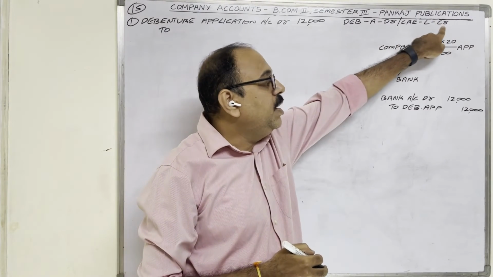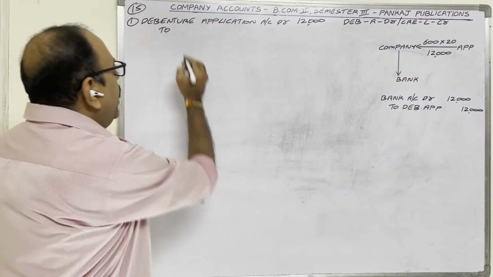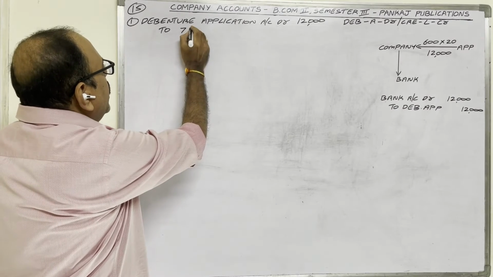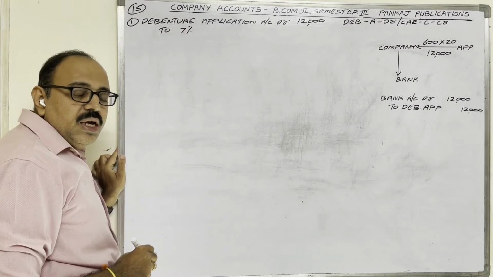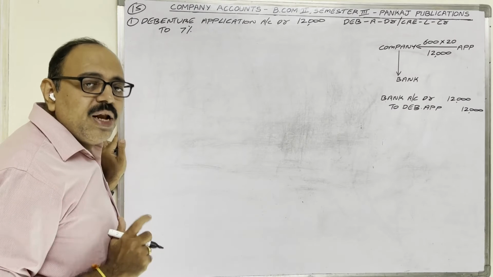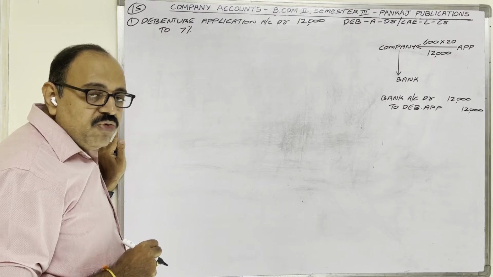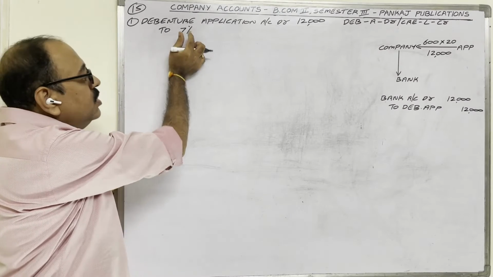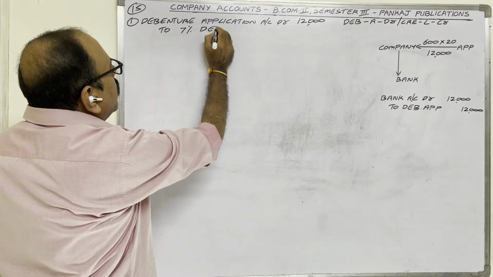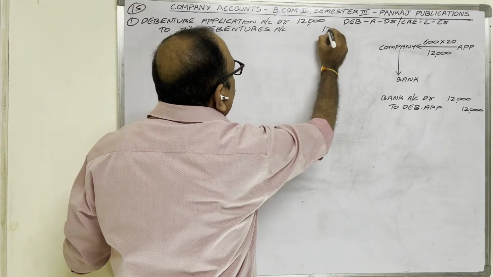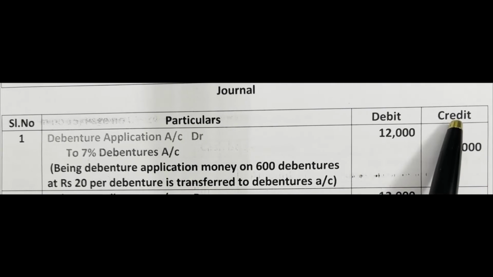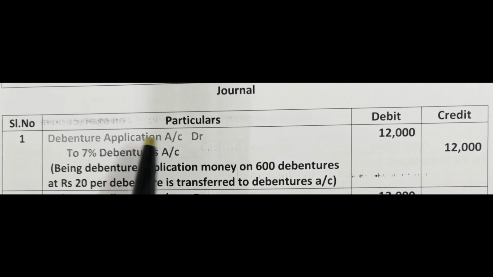Liability shows a credit balance. Therefore, we have to credit debenture account. But remember, you have to prefix the interest rate. In the question, he is giving that to debenture holders the company has to pay 7% interest. Therefore, whenever you write the word debenture, you have to prefix this interest rate: 7% debentures account, amount same, 12,000 rupees. This is the first entry. Journal, serial number, particulars, debit, credit. The first entry is: debenture application account to 7% debentures account.